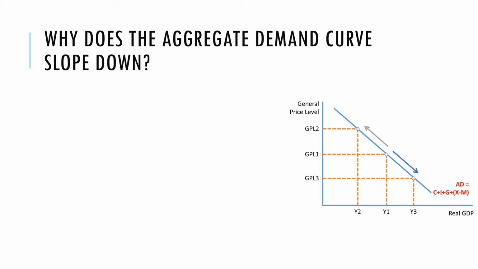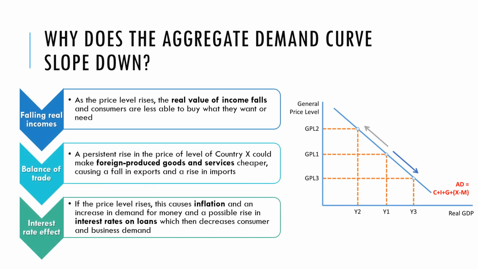So why does the aggregate demand curve slope downwards? It's not quite as simple as saying, well, if prices are high, people don't buy as much, because we're not looking here at price and quantity. We're looking at the price level across the economy, and we're looking at real GDP, the total value of goods and services across the economy as well. So it's a little bit more complex, the reason why it is downward sloping. And there are three main reasons.